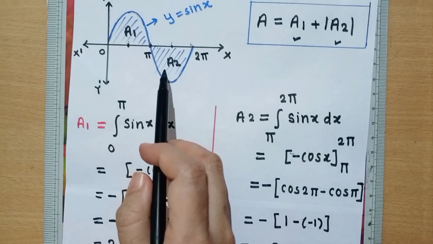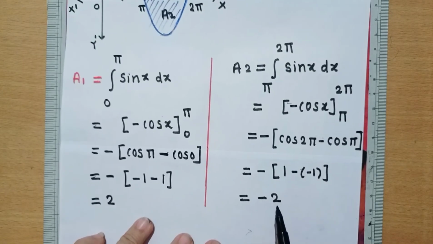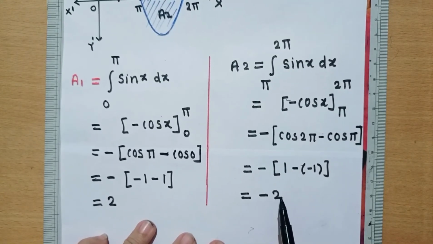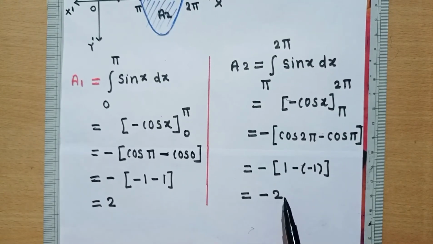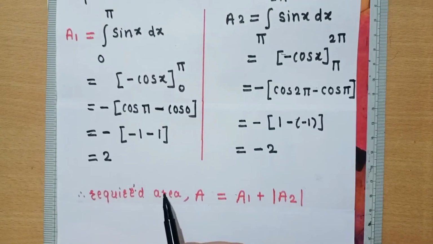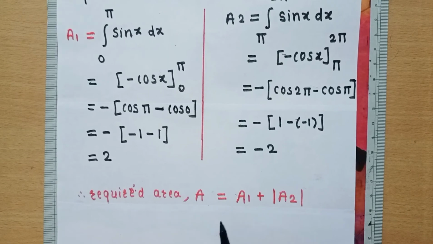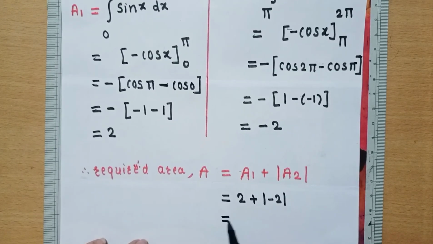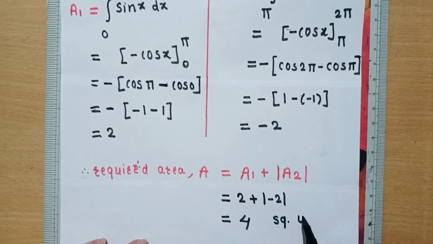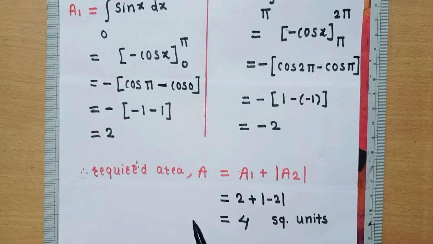Now check, this curve is below the x-axis, so its answer is negative, but we have to consider it positive to find the required area. And therefore the required area A is equal to this, and now substitute these values. A1 is 2 and A2 is minus 2. Again mod of minus 2 is plus 2, so the final area is 4 square units. In this way we have to find the area between such curves.